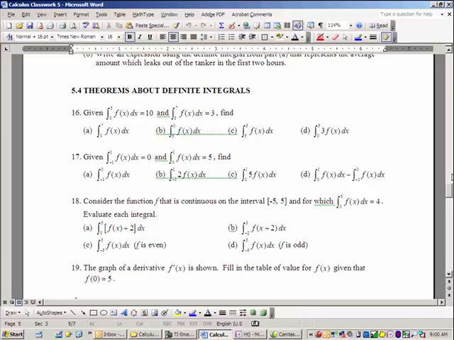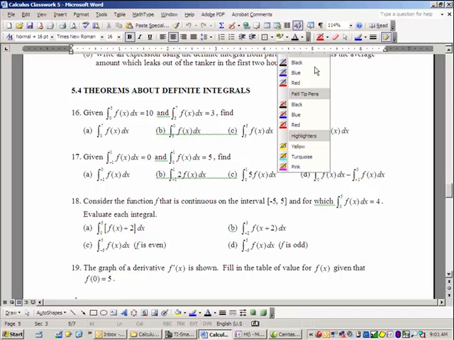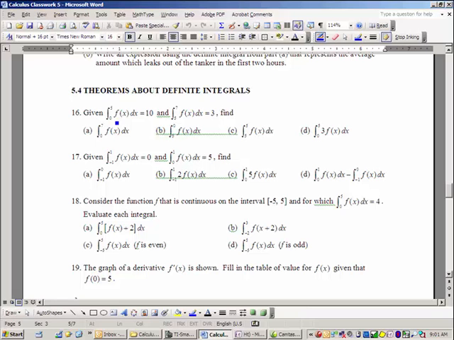All right, Dan. We have some given information here. We know from 0 to 5, the definite integral is 10. From 5 to 7, the definite integral is 3. Okay, so for A, it would be 13. Great. Calling someone for B. Alicia. 10. Close.